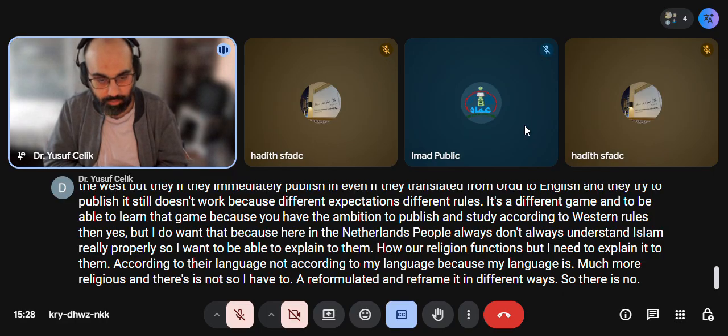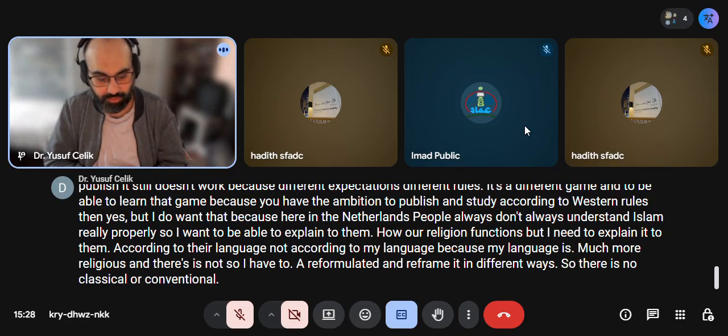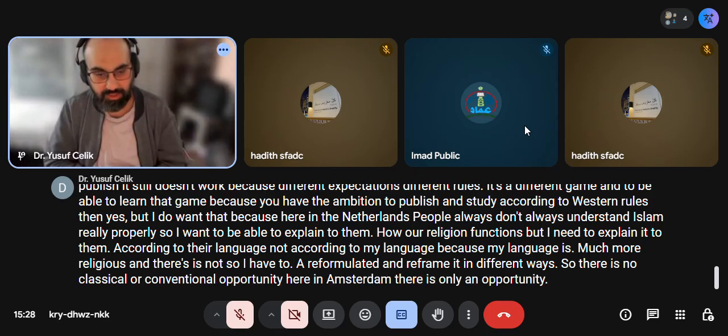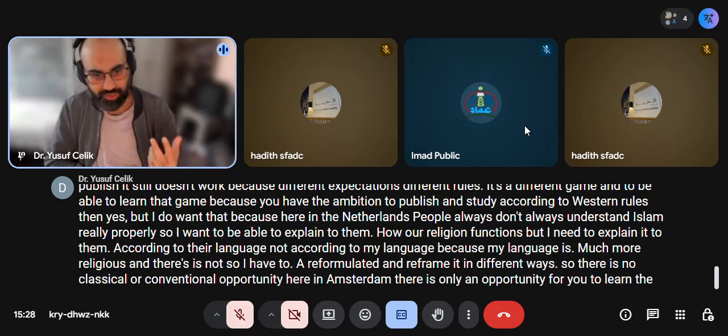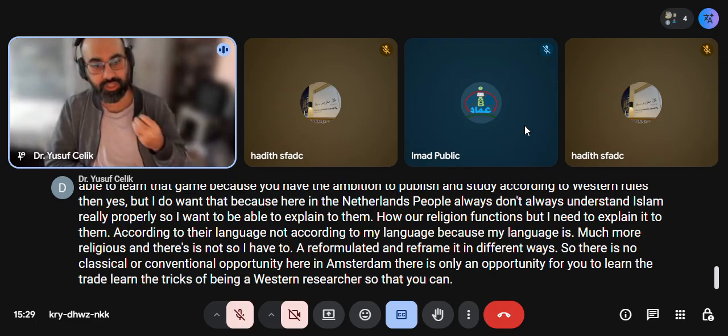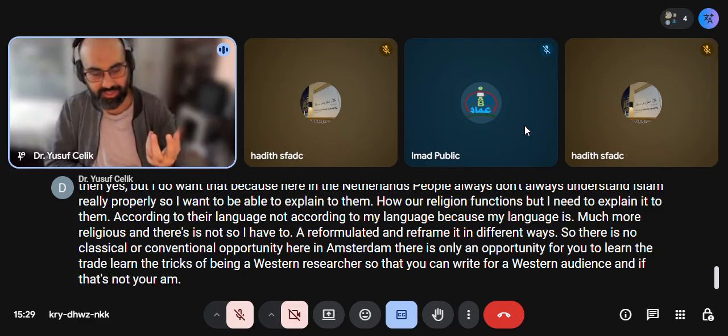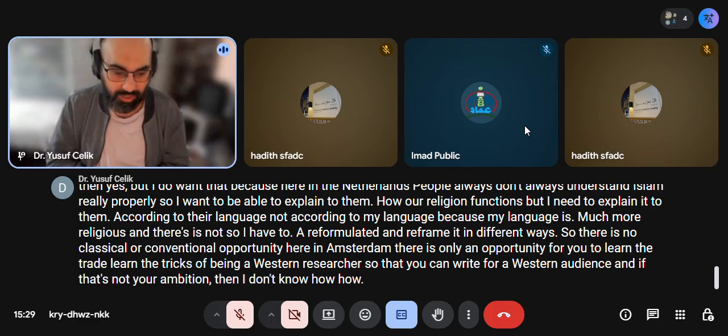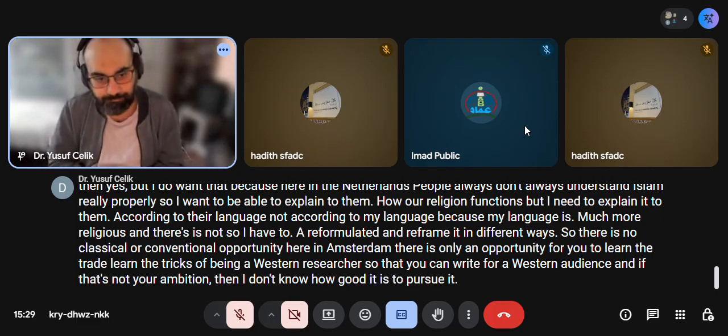So there is no classical or conventional opportunity here in Amsterdam. There is only an opportunity for you to learn the trade, learn the tricks of being a Western researcher, so that you can write for a Western audience. And if that's not your ambition, then I don't know how good it is to pursue it.